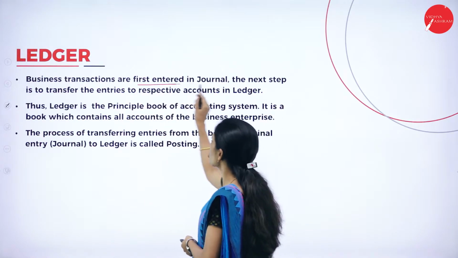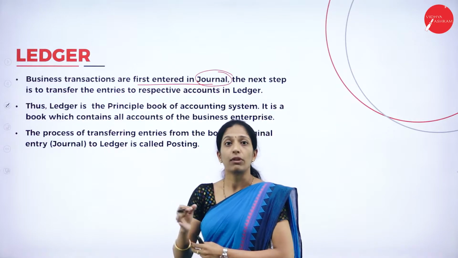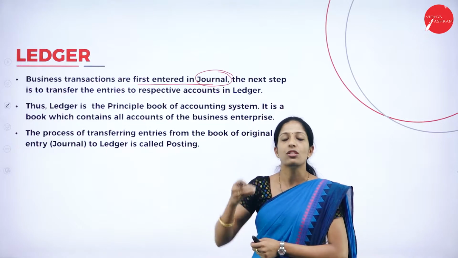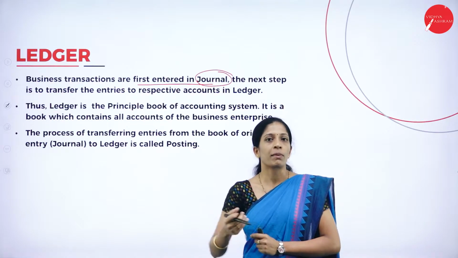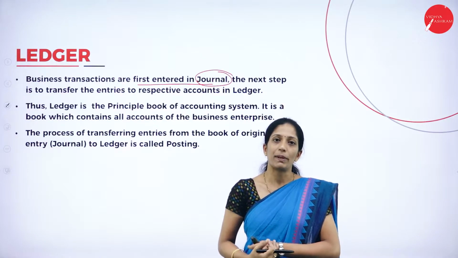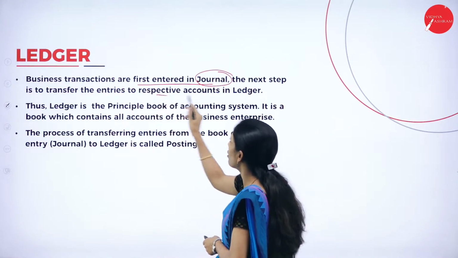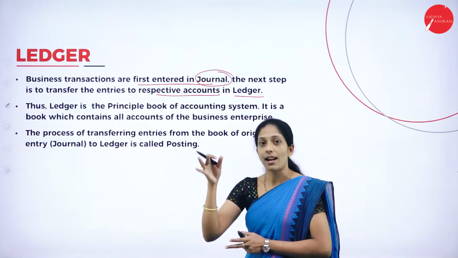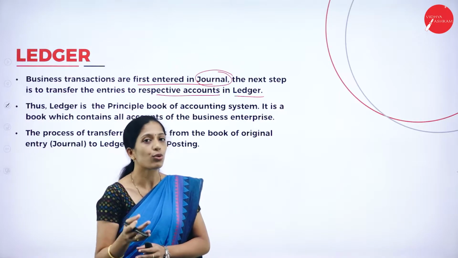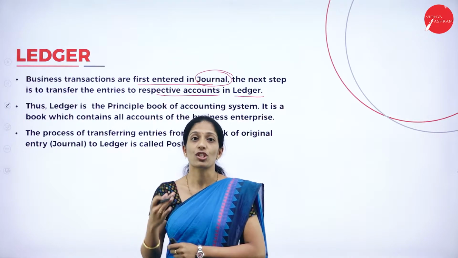Now, what is this ledger? Business transactions are first recorded in journal. As I told you, as and when the transaction takes place in the business, it will be immediately recorded in the book of original entry, which is called as journal, where the transactions are recorded in a chronological order. What do you mean by chronological order? As per the date, as and when the transactions have taken place, immediately it will be recorded in the journal. The next step is to transfer the entries to respective accounts, which is called as what? Ledger. Once the transactions are recorded in the journal, individually we are going to classify those transactions into respective accounts.